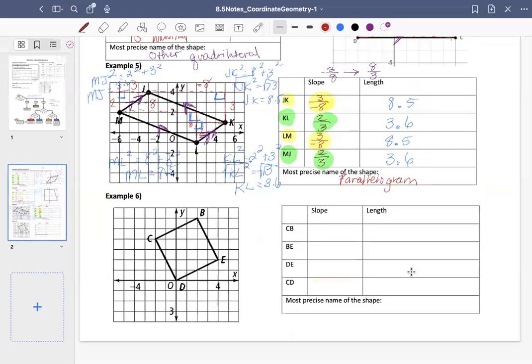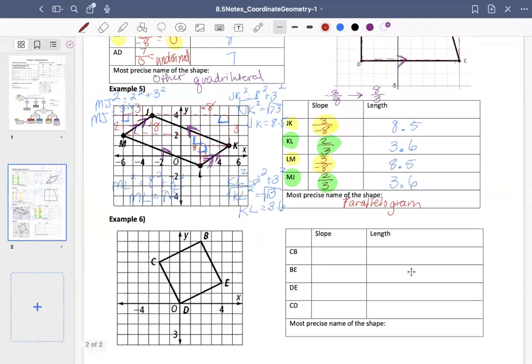Okay, let's go ahead and go through this last problem. Start by finding the slope of each side. We have CB: the rise is 2 and the run is 4, so we have 2/4, which reduces down to 1/2. Now let's do BE. We rise 1, 2, 3, 4, and then we go left 2. In slope form, that's -4/-2, which reduces to -2.